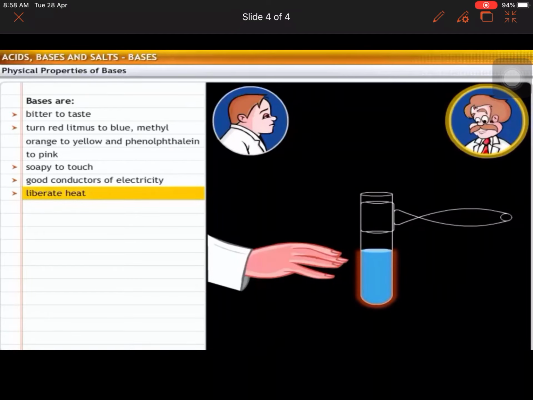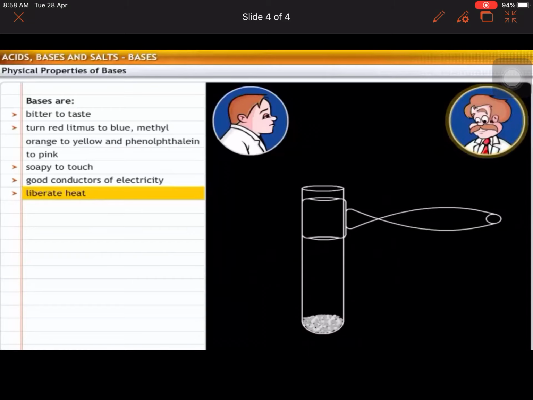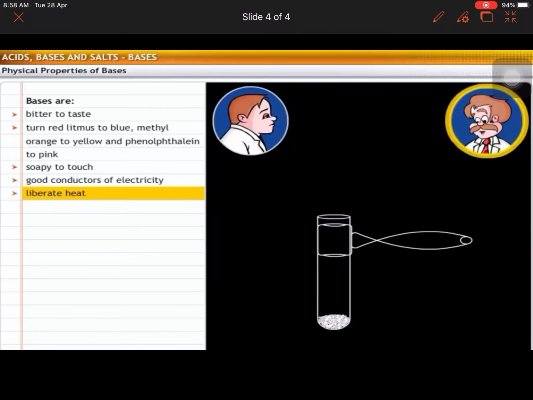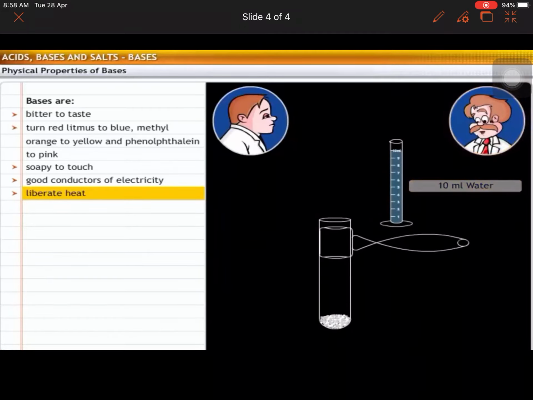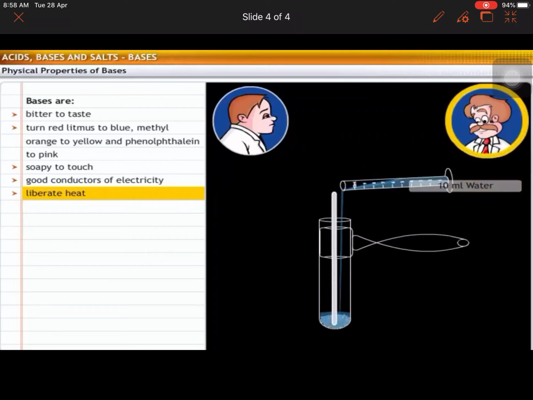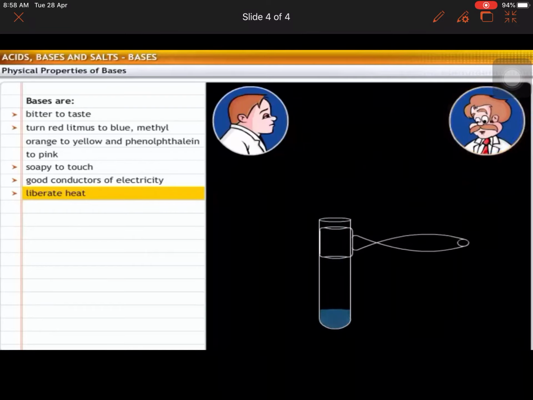Let's look at this experiment. We take 5 grams of sodium hydroxide pellets in a test tube. To this, we add 10 milliliters of water slowly by stirring. On diluting with water, some heat is released, due to which the test tube becomes warm.